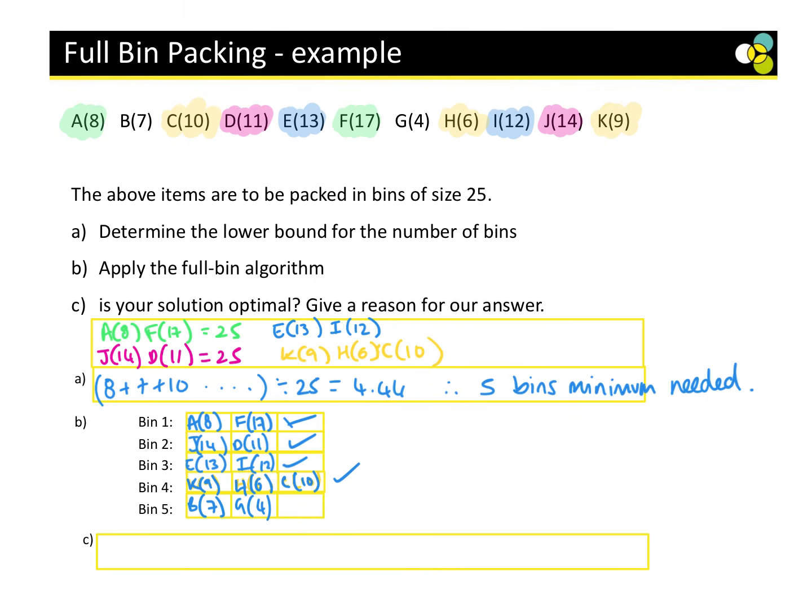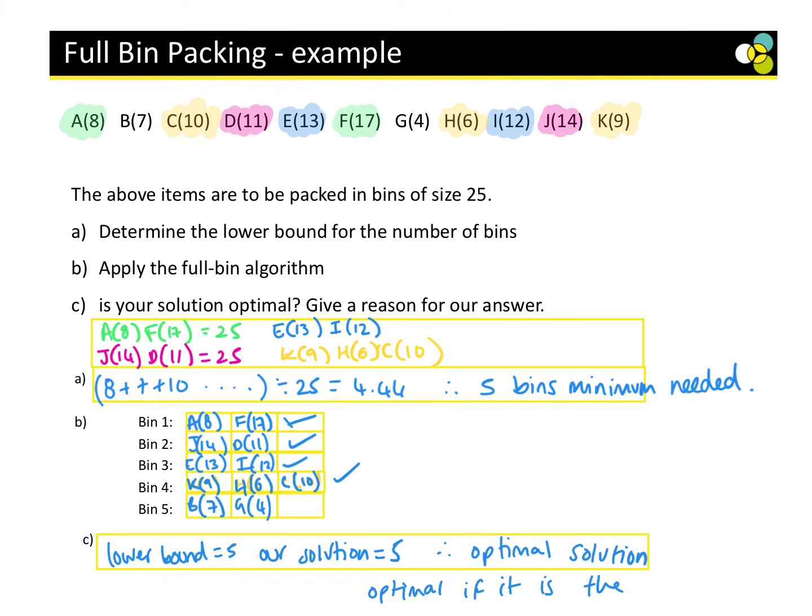Okay? Now, it's optimal if our solution is the same as the lower bound. Okay? Lower bound equals 5. Our solution equals 5. Therefore, optimal solution. Okay, so it's optimal if it is the same as lower bound. Oh, I've put bond.